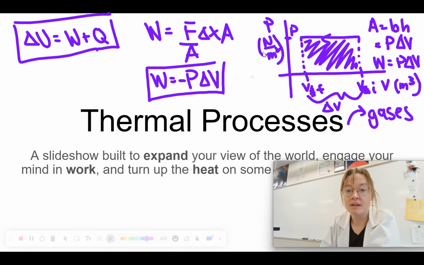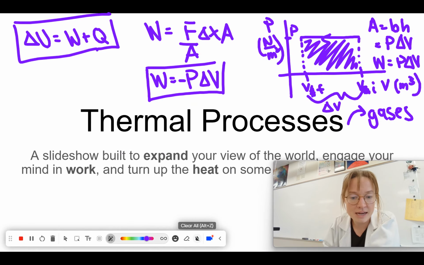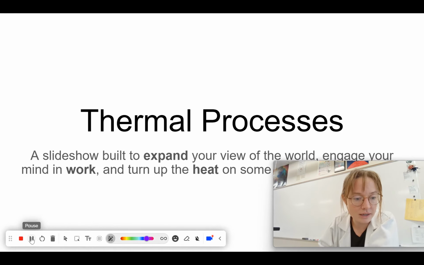So you can look at the graph to find the work. You have to look at the change in volume to find the sign for the work. And then that's how we can calculate the work done on a gas. We will use this equation in conjunction with this equation a lot for the rest of the slideshow. Let's go ahead and take a look at what happens next. Let's clear this out, and I'm going to pause really quick.